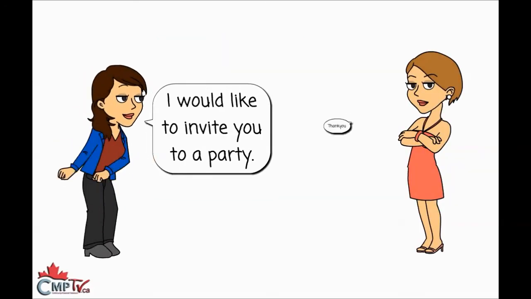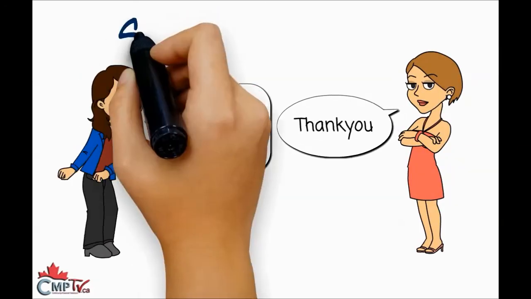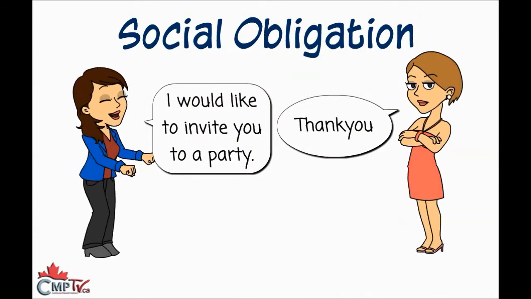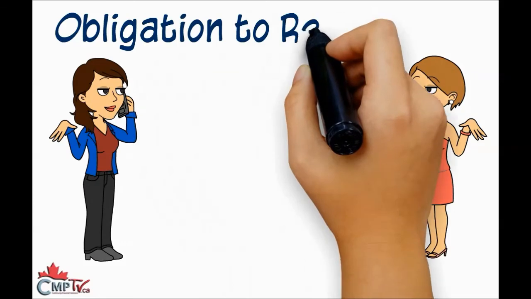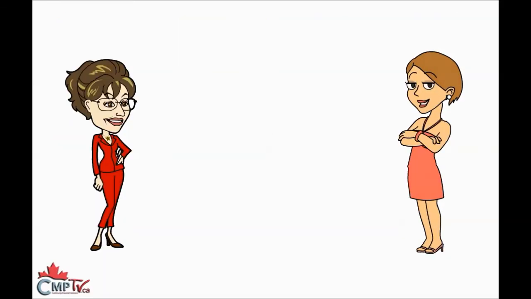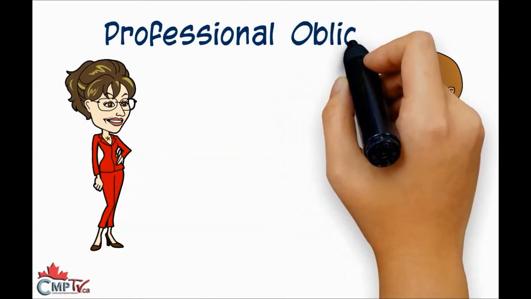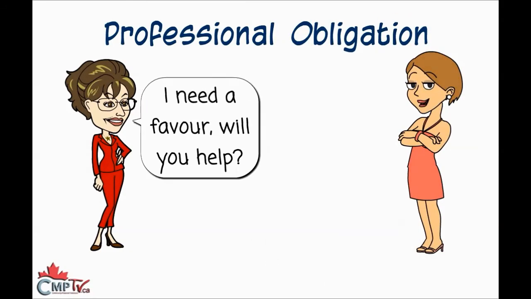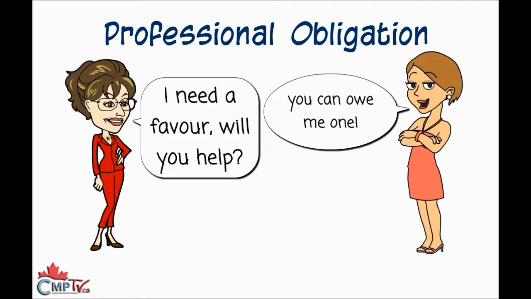For example, if you were invited to a party, you naturally have a social obligation to invite that same person to a future party that you might be having. The theory of reciprocity also extends into a professional network called a professional obligation. Where one party does a favor, it is assumed that the other party would return the favor.